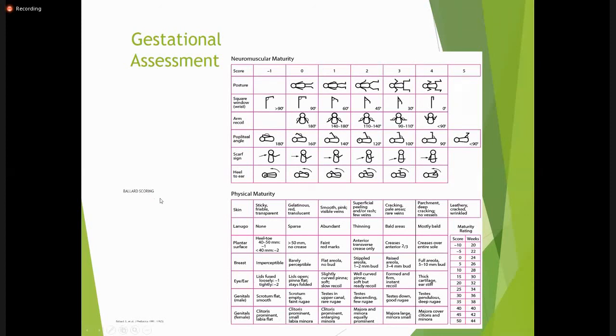And this is called the Ballard scoring system, which has two components: neuromuscular maturity and physical maturity. We won't expect you to perform all these maneuvers, but at least you should have an idea of how we are going to perform them and what the benefit of this Ballard scoring system is. You should know the components of these two, their further breakdown, and how we are going to rate them. It will give you a rough idea of gestational age assessment. Obviously, it's not an accurate assessment.